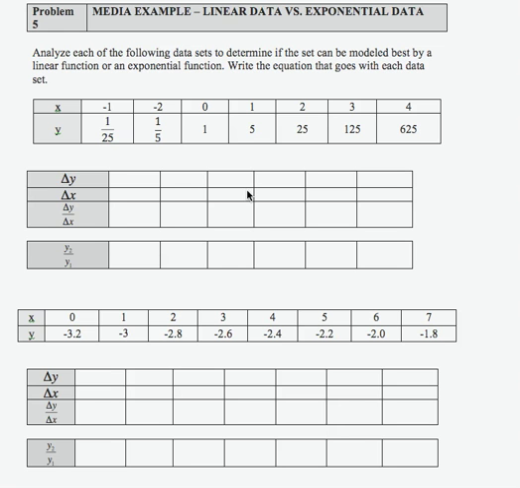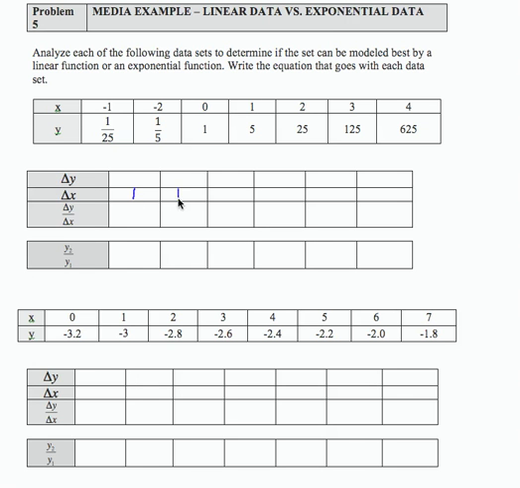In this example, I'm asked to analyze each of the data sets to determine if the set can best be modeled by a linear or exponential function, and then write the equation that goes along with the data set. So let's take a look at the first data set. The first thing I notice is that all of my inputs are separated by 1. So all of my delta x's are 1. So I'm going to fill out that part of the table.